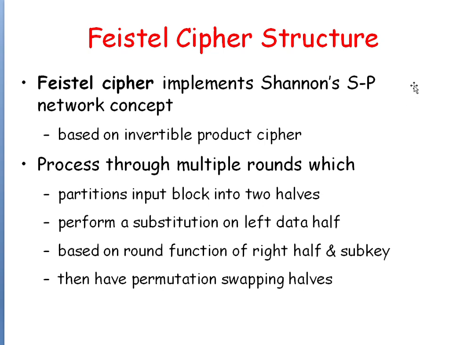The Feistel cipher structure implements an SP network concept based on the invertible product cipher, processed through multiple rounds, which partition the input block into two halves, perform a substitution on the left half based on the round function of the right half and subkey, then have a permutation swapping the halves. These are the functions that occur in the Feistel structure. This Feistel cipher structure is used in the Data Encryption Standard.